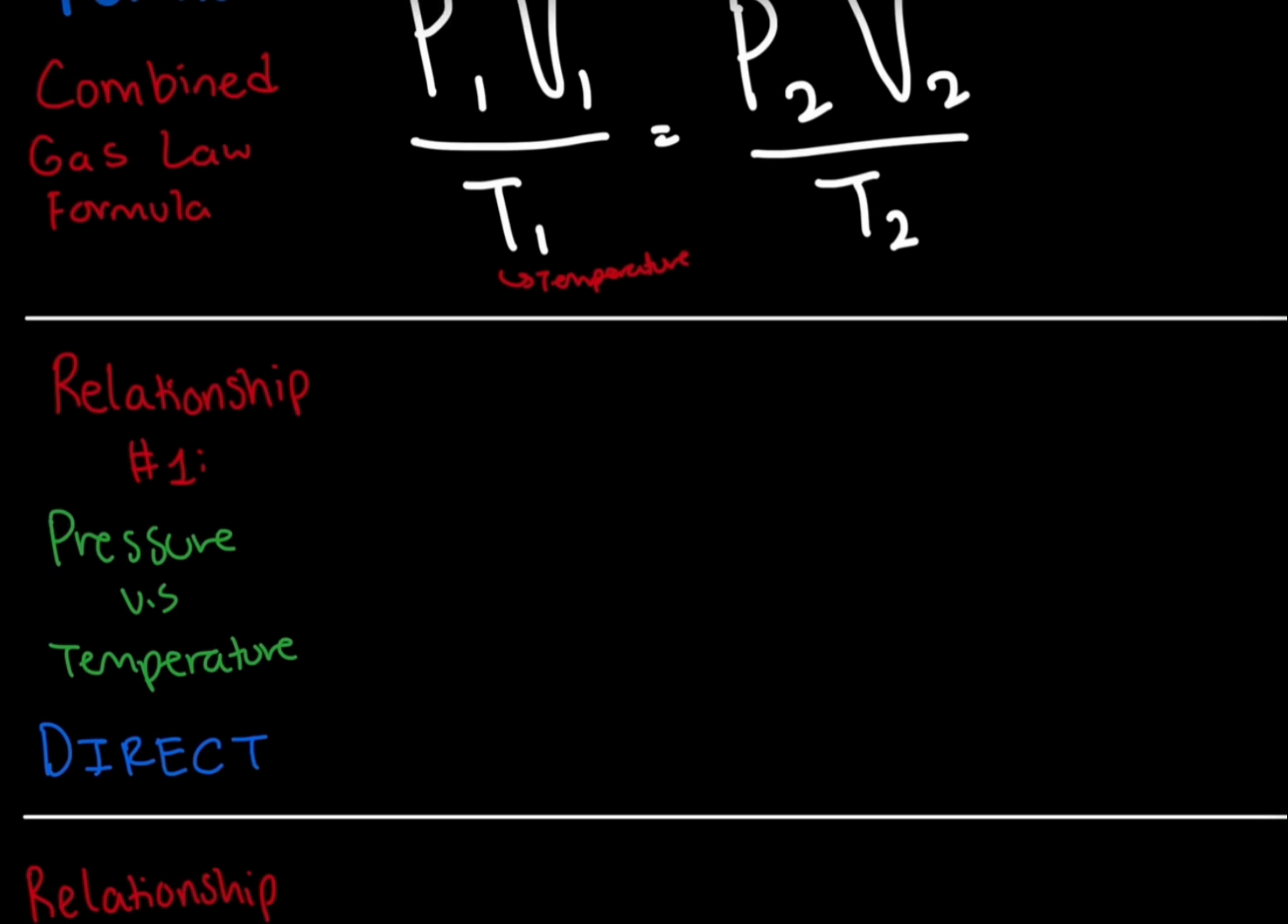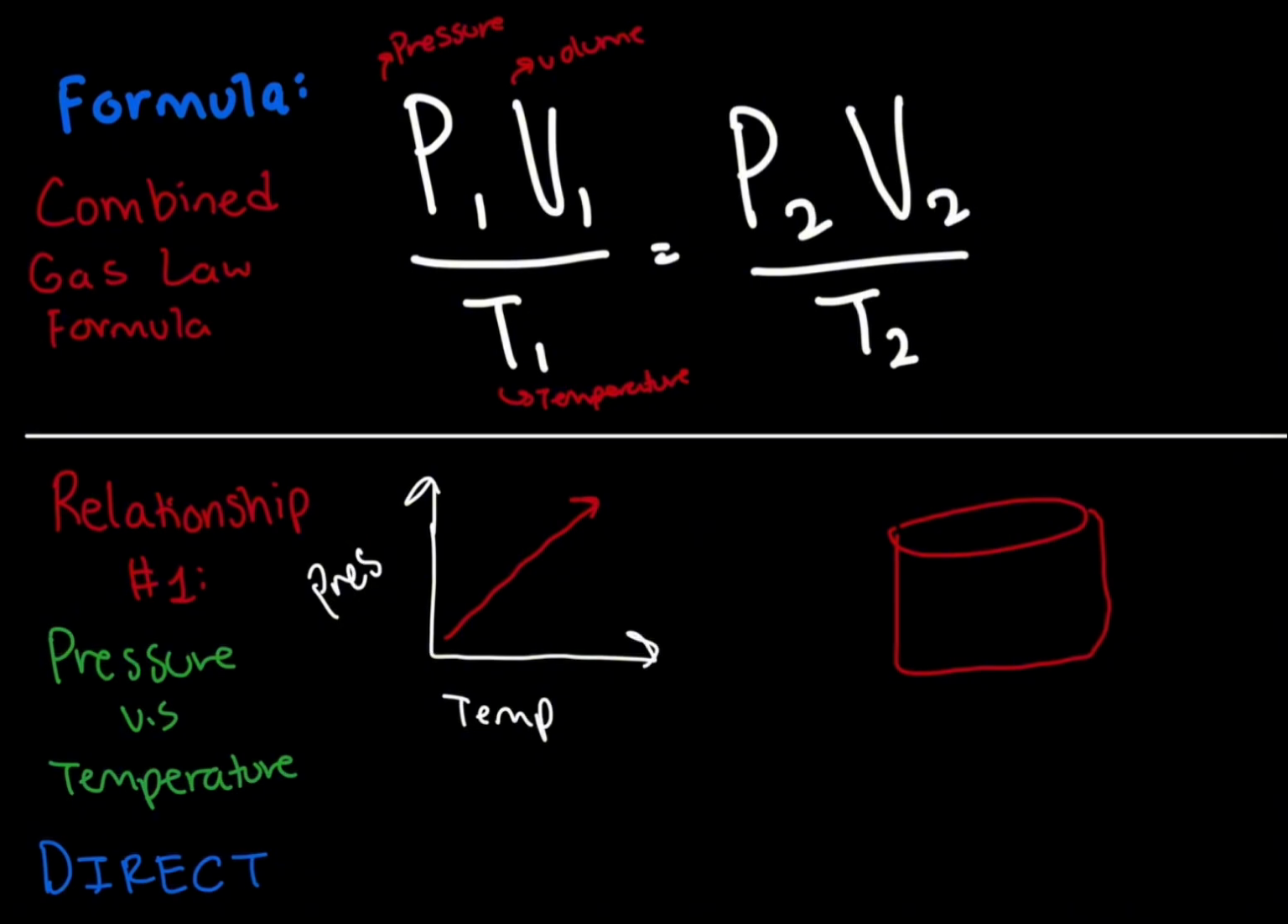It's going to look something like this. We have our graph here, right? We have temperature here, and we have pressure here. As temperature increases, pressure is also going to increase. Now I'm going to tell you why. Here we have a container. The volume does not matter. That's going to stay constant because what we're looking at is a relationship between pressure and temperature.